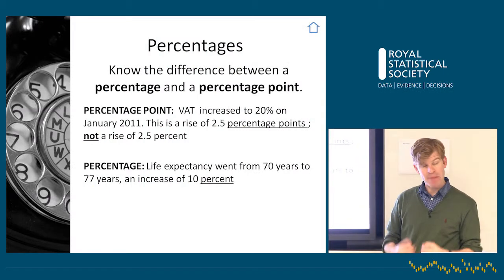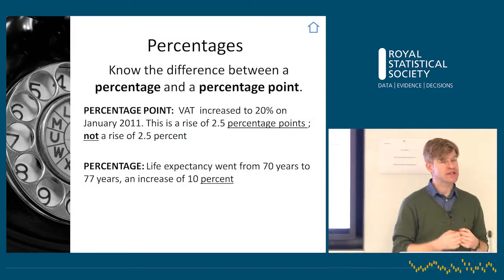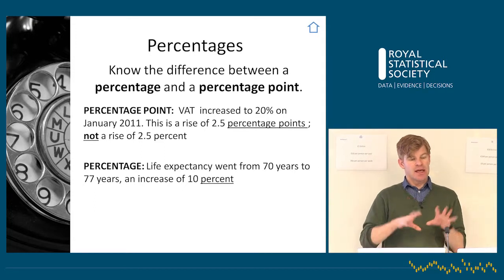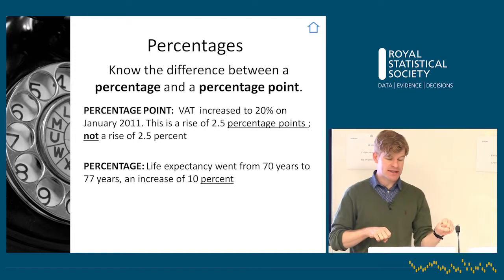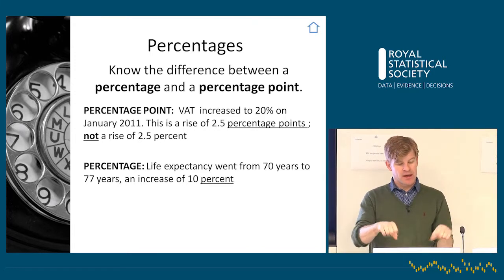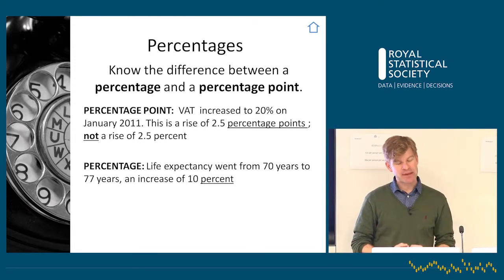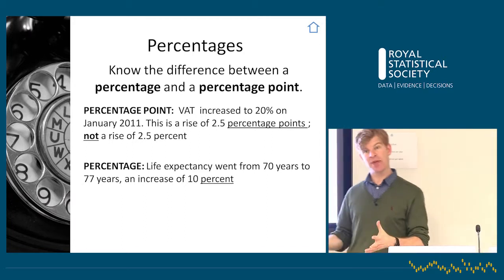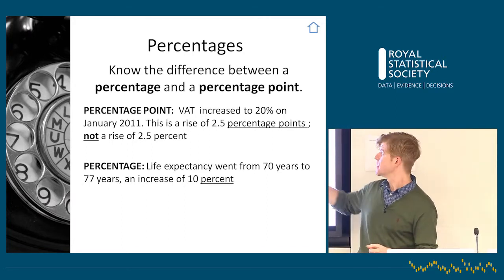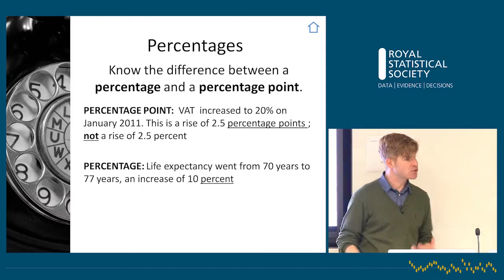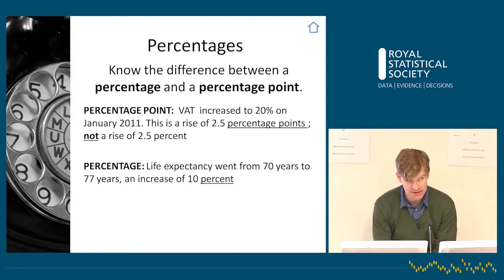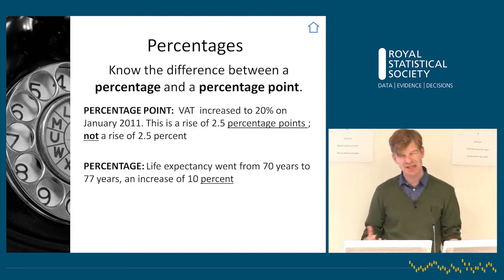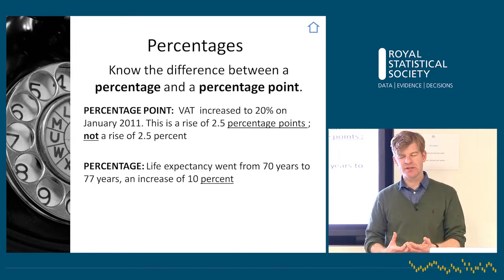An important point to remember when reporting percentages is, if we are comparing one percentage to another, it's least ambiguous if you describe that change in percentage points. So say the VAT increased, as it did, from 17.5% to 20%. If you say there's a 2.5% increase, that's immediately ambiguous. So what are you referring to?